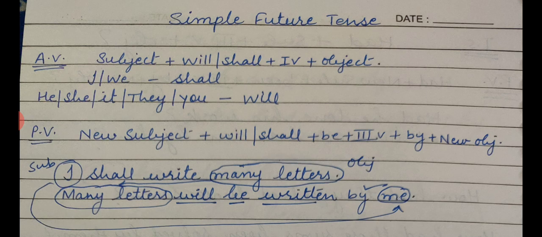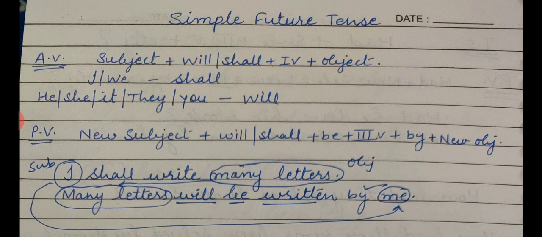As in simple future there is use of will or shall, so according to the subject take the helping verb, either will or shall. If a first person pronoun becomes the new subject, then shall, with the rest will. To change it into passive we use be and then the third form of verb. Then, before you make the subject of active voice a new object in passive, we use by and then the new object. I hope you got this structure.